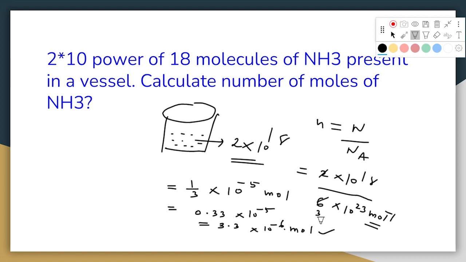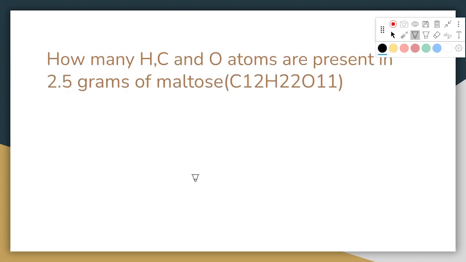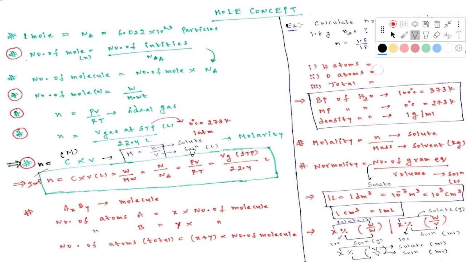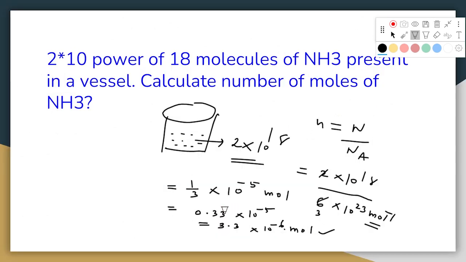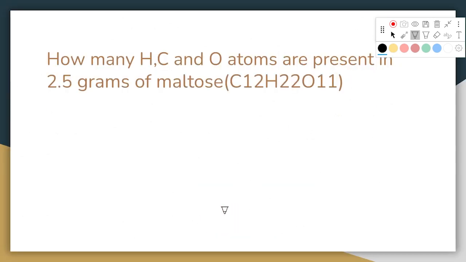Okay, next question. How many hydrogen atoms, carbon atoms and oxygen atoms are present in 2.5 grams of maltose? Here one compound is given and we are asked to calculate the number of atoms. Which formula do you have to use? Again this formula, AxBy: number of atoms equals x into number of molecules. So this formula you have to use.